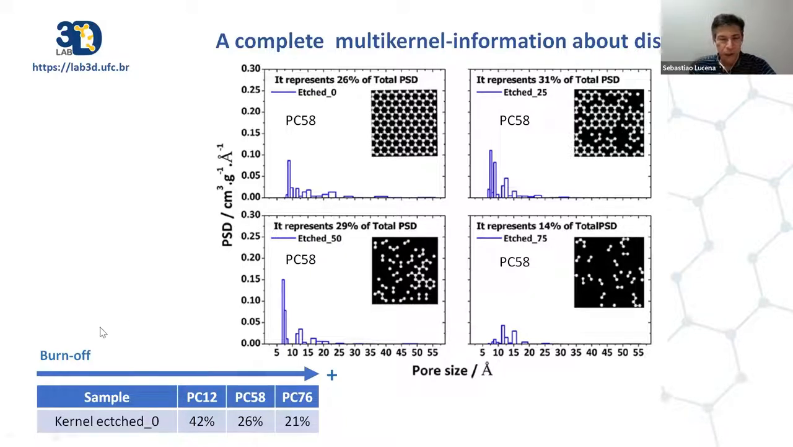For example, in the same activated carbon PC58 series, as the burn-off increases from PC12 to PC76, the homogeneity decreases. You can see the volume of homogeneous kernel goes from 42% in the more homogeneous sample, the PC12, and decreases until 21% in the more heterogeneous sample, the PC76.